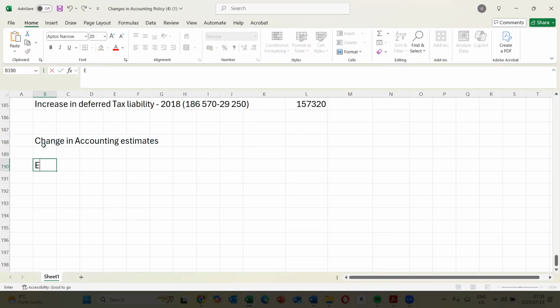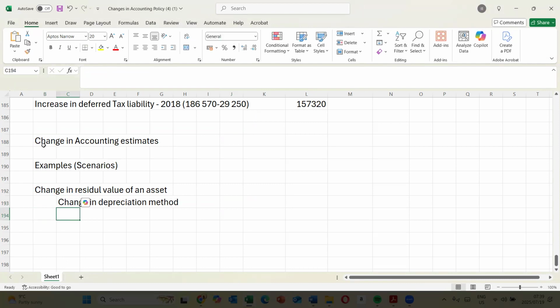All right, so examples or scenarios that give rise to change in accounting estimates. We're looking at change in residual value of an asset. Then we have change in depreciation method. This one is very common. Actually, these three: change in residual value, change in depreciation, change in useful life of an asset.